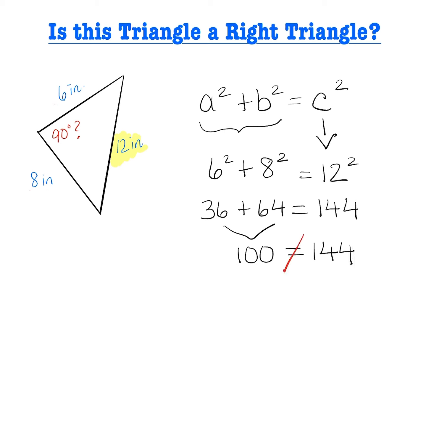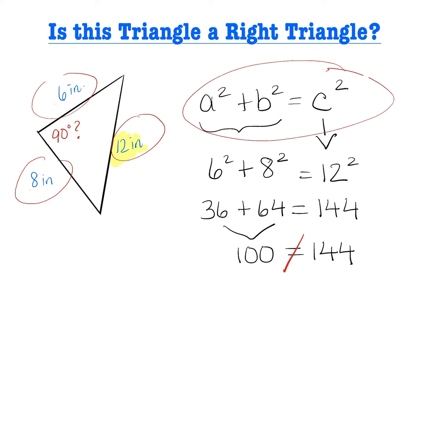And this is not true. So when I substituted these three lengths into the Pythagorean theorem, I did not get a true statement. And what that means is that this is not a right triangle.